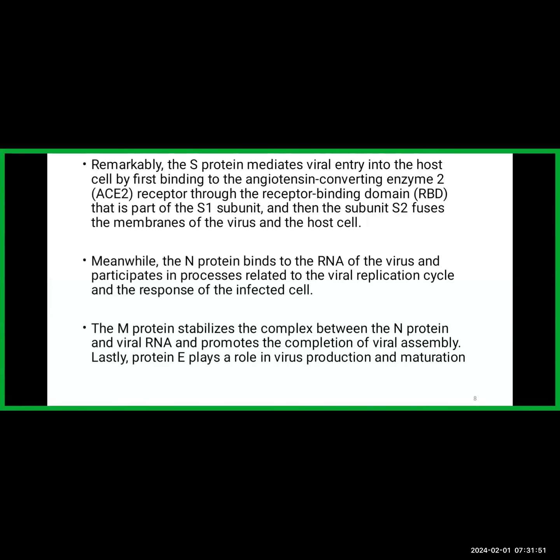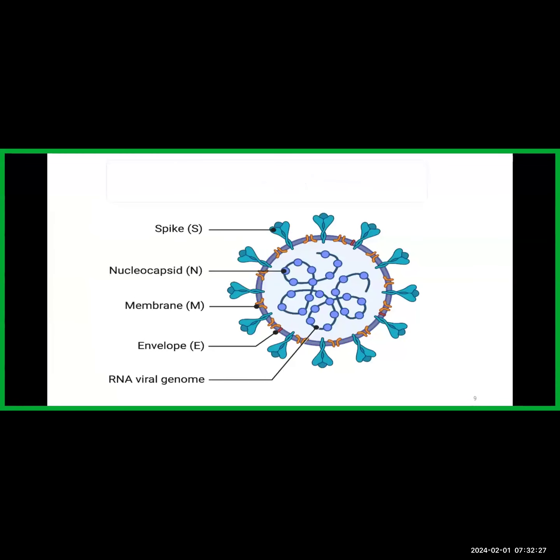Meanwhile, the N protein, that is the nucleocapsid protein, binds to the RNA of the virus and participates in the process related to viral replication cycle and the response of the infected cell, the host response. So the N protein stabilizes the complex between the N protein and the viral RNA and promotes the completion of the viral assembly. And lastly, protein E, which is the envelope protein, plays a role in virus production and maturation. So that's the structure of the coronavirus with the four different proteins.